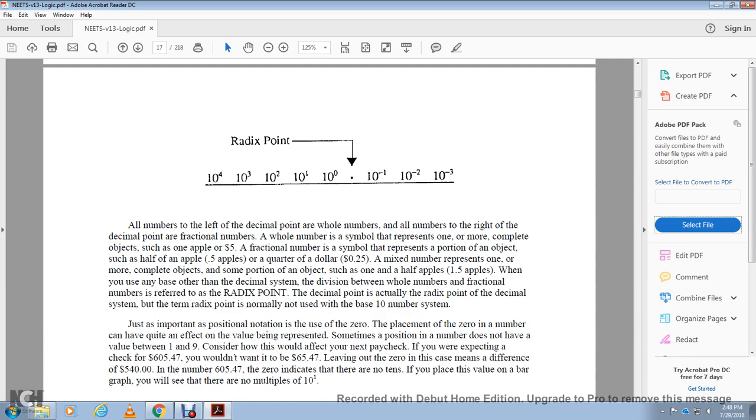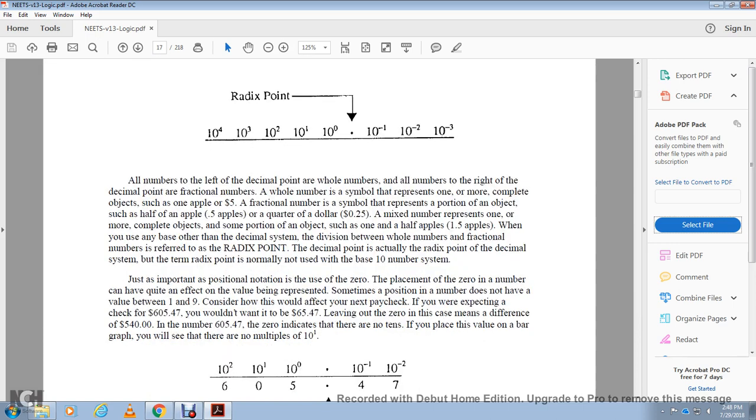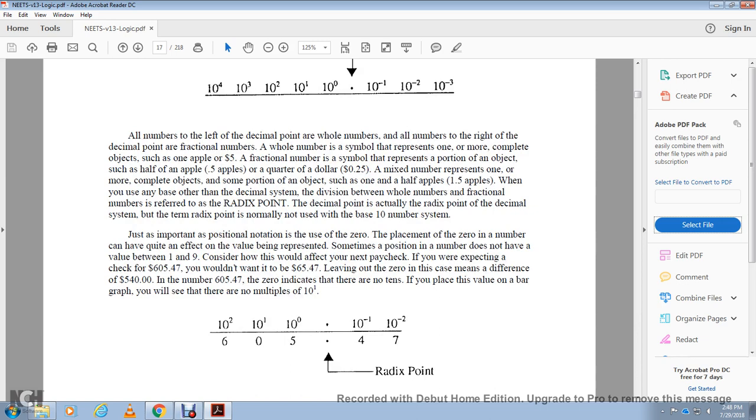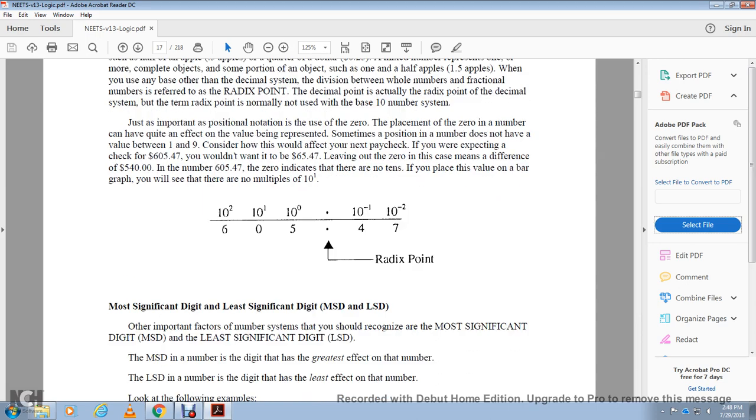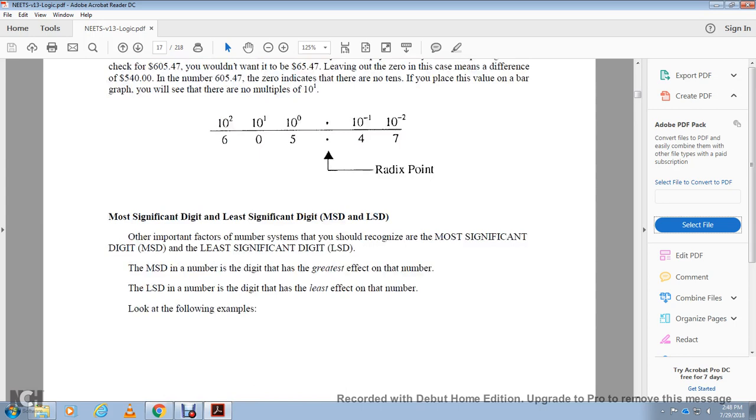If you place that value on the graph, you will see that there is no multiplier for 10 to the first. 10 to the second is 6, 10 to the first is 0, 10 to the 0 is 4, and for the radix point, 10 to the negative first is 4, 10 to the negative second is 7. Most significant digit and least significant digit, MSD and LSD.